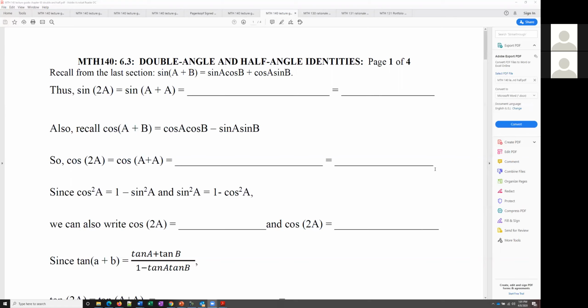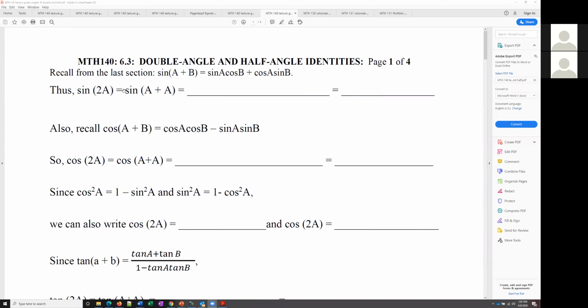So we already know that the sine of A plus B is equal to the sine of A times the cosine of B plus the cosine of A times the sine of angle B. So we're going to use that to figure out the sine of 2A. And 2A is just A plus A. So we're going to use A in both spots.